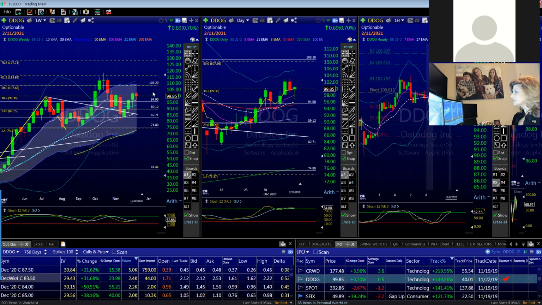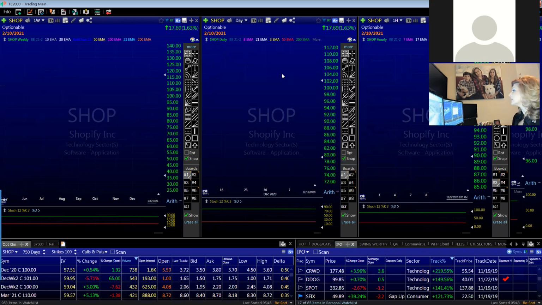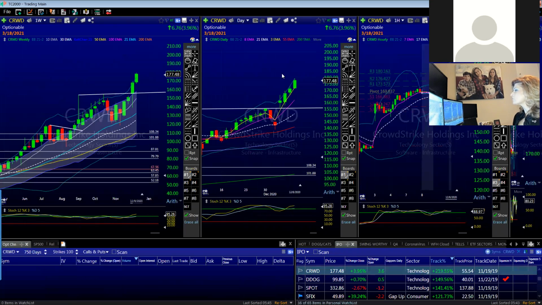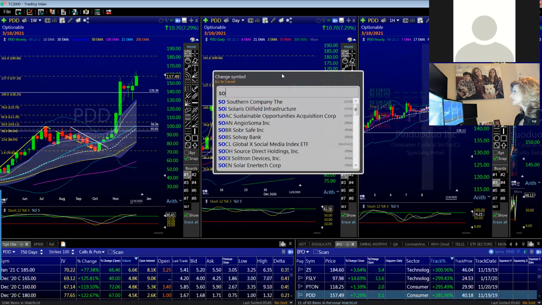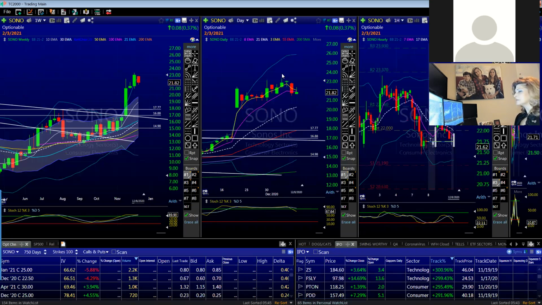Datadog, as far as a pullback to support, isn't really going too much too fast, but it has potential. Same thing like Shopify, CrowdStrike, ZS, PDD. These are all fabulous plays that were about ready to break out, or they were pulled back to support. I still like the dogs and the cats too.